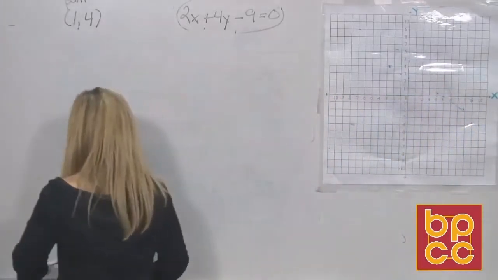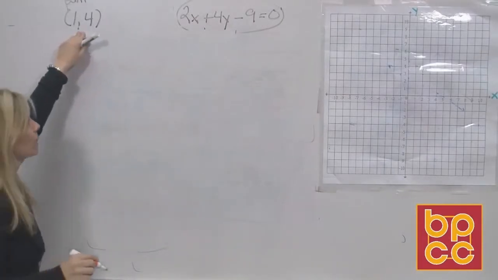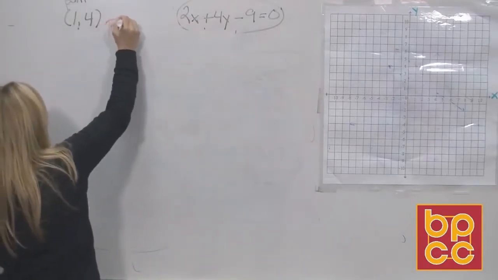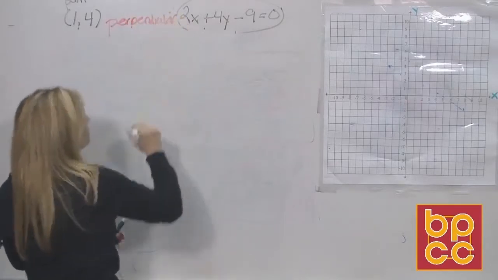I still say write the equation of a line. I still give you the point 1, 4. I still give you the equation. But now I use the word perpendicular. And that means something different.